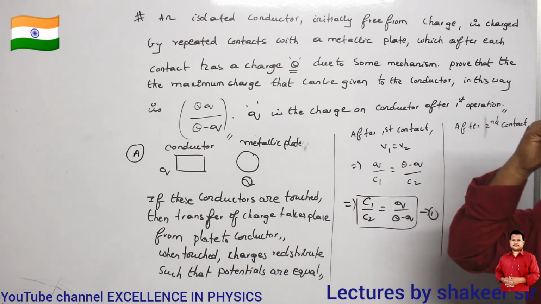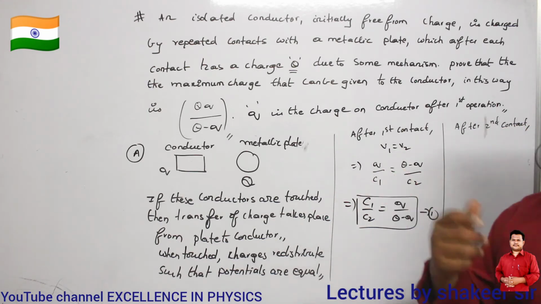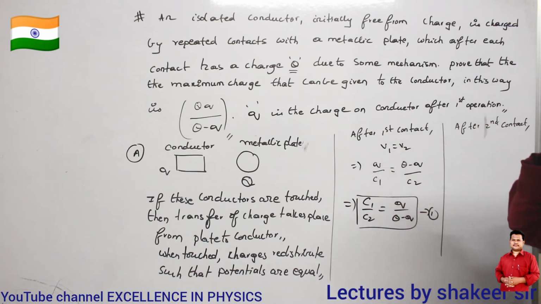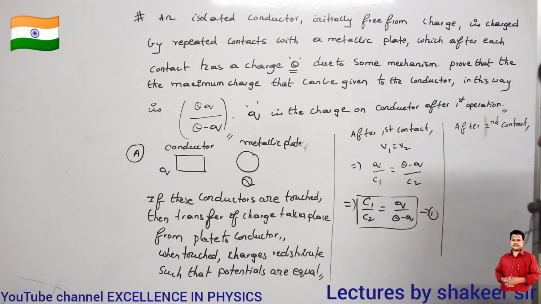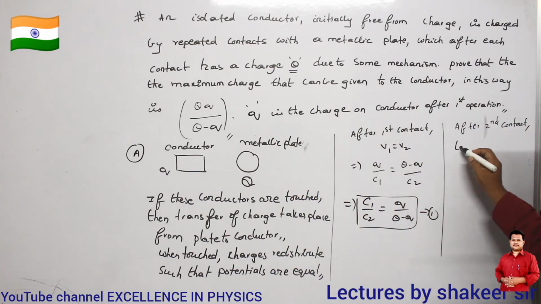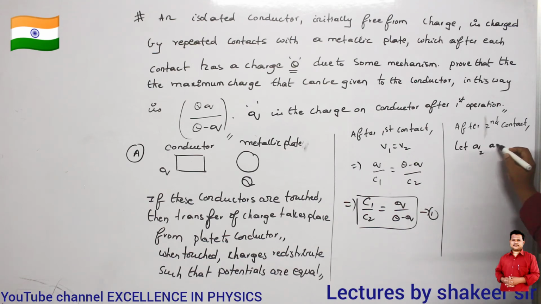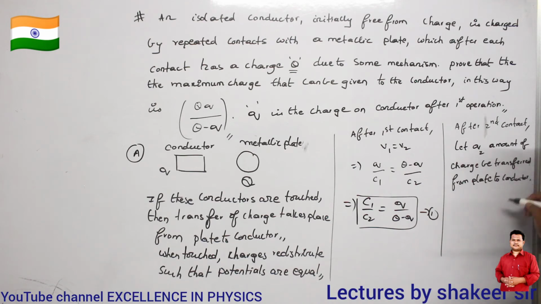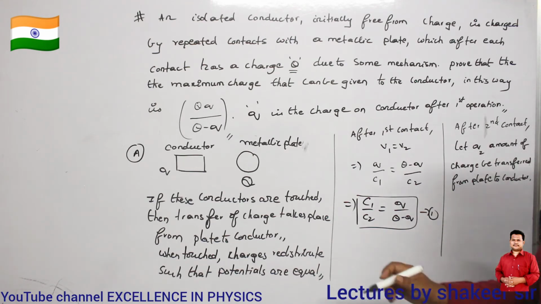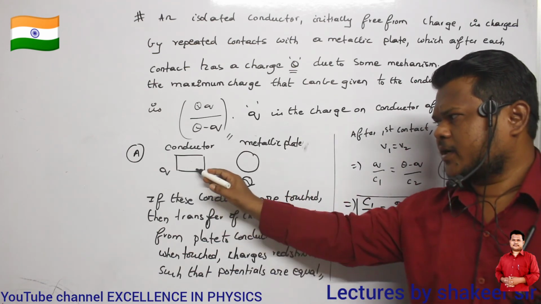So at each contact, what will happen? Potentials will again become equal. Again some charge will be transferred from the metallic plate to the conductor. So how can I write? After the second contact, let Q2 amount of charge be transferred from plate to conductor. I don't know what Q2 is. I am assuming that after the second contact, Q2 amount of charge is transferred from the metallic plate to the conductor.